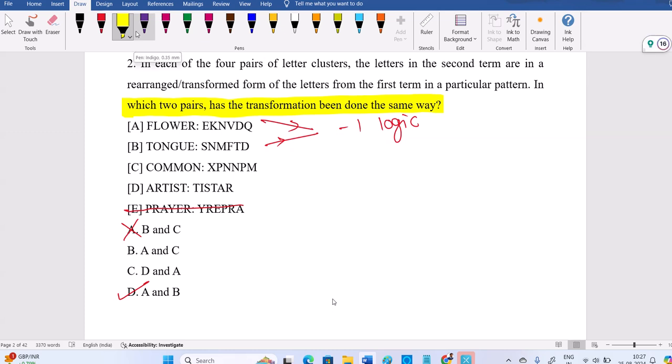Now see the next question. Excellent, my dear. Okay, -1 logic. Option D is correct.